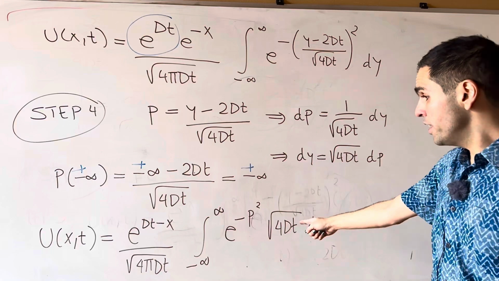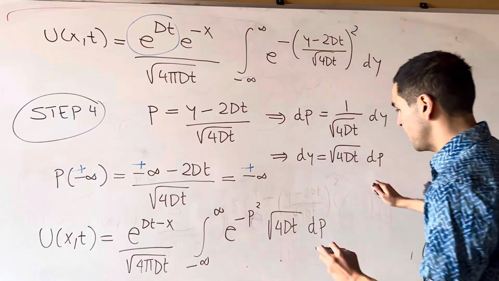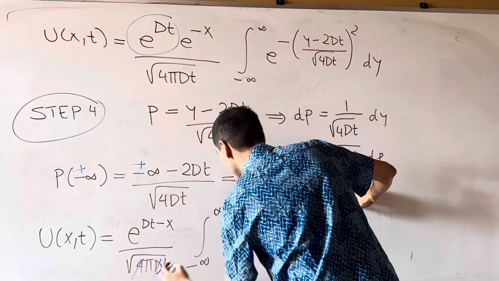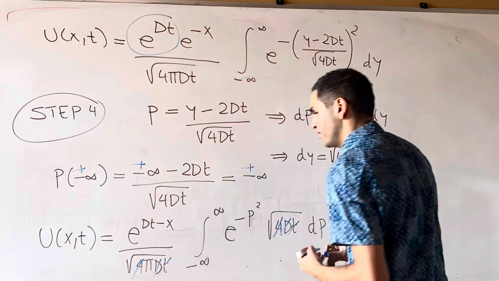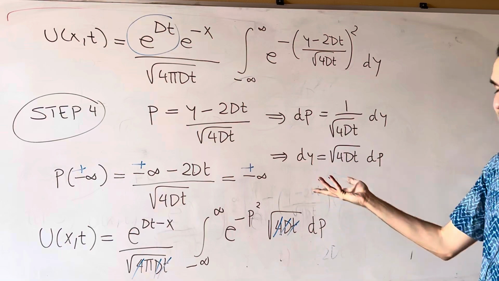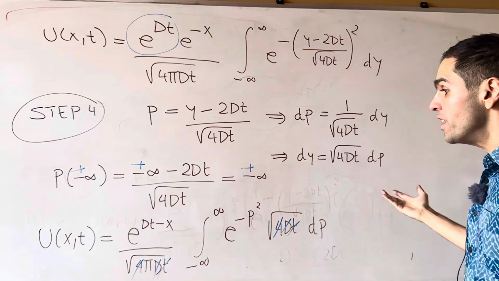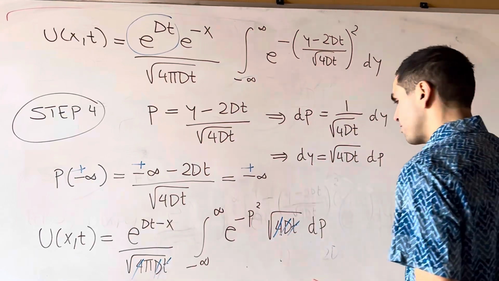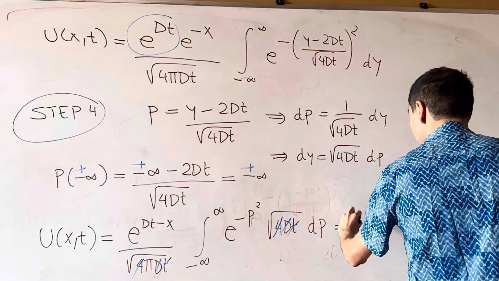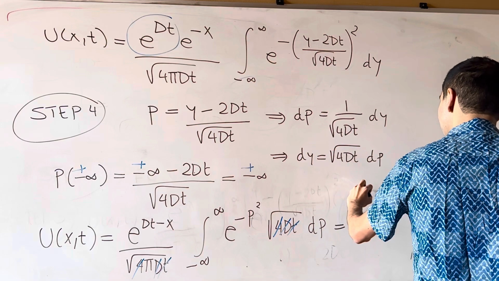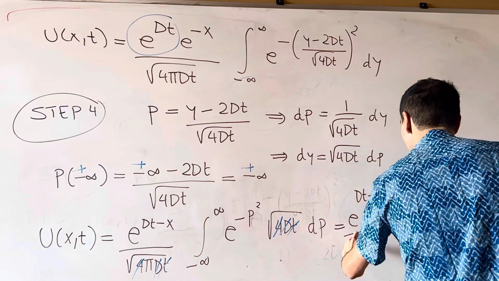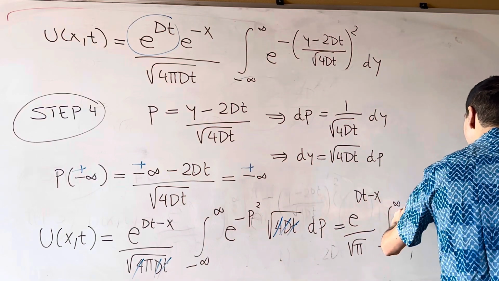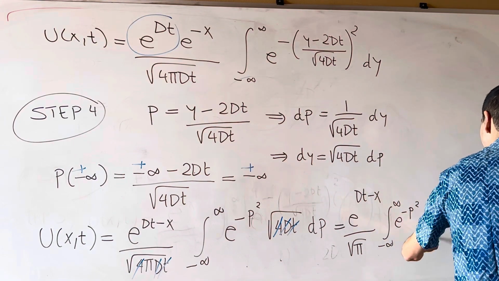And the cool thing is, you already see that a lot of terms cancel. This 4 cancels with this, d cancels with this, and this t cancels with this. Which is exactly what we wanted, because we were worried about that nasty t in the denominator. And so what we're left with is e^(dt - x) over square root of pi, and an integral from minus infinity to infinity of e^(-p^2) dp.